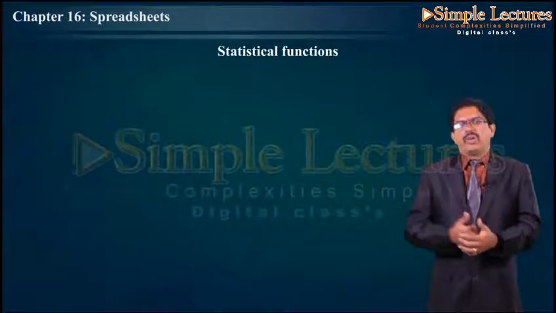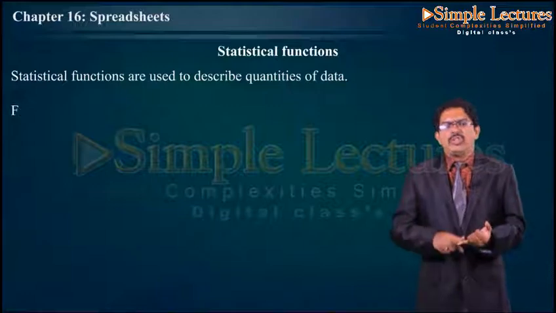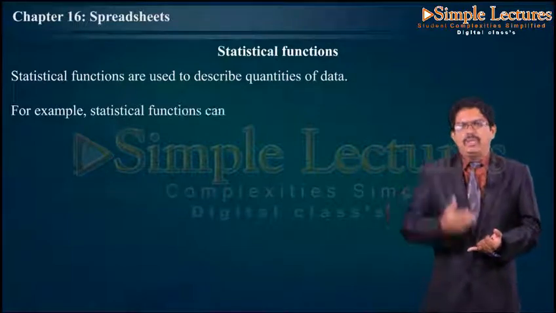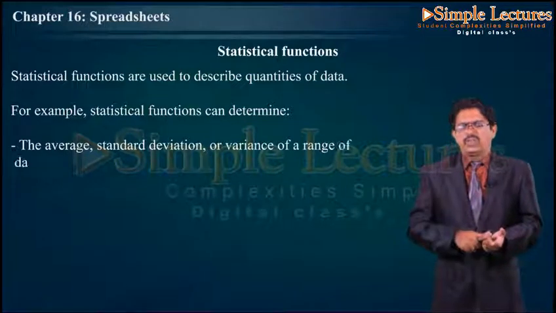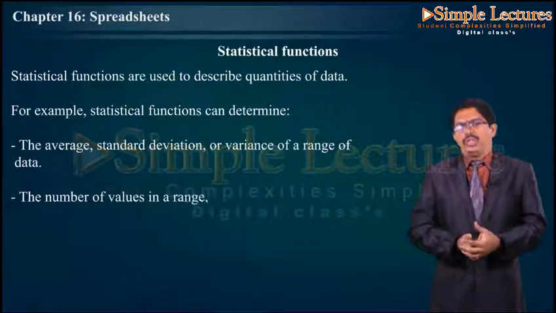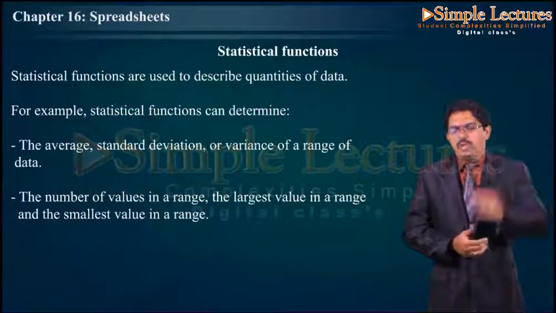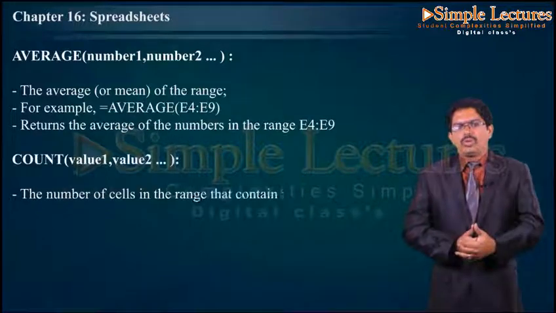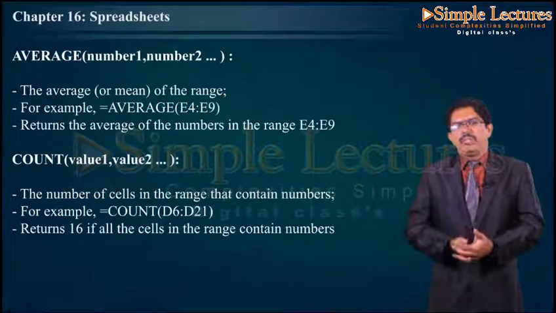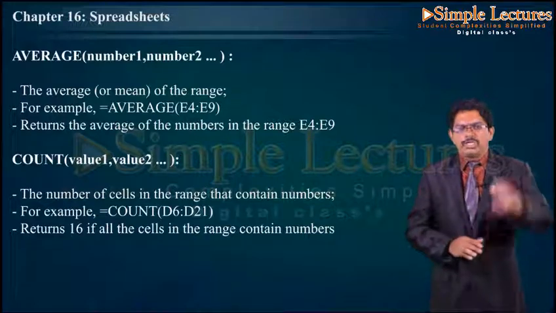Statistical functions are used to describe quantities of data. Examples are average, standard deviation, variance, the number of values in a range, the largest value in a range and the smallest value in a range. AVERAGE(number1, number2) is given by AVERAGE(E4:E9), which returns the average of all the numbers.